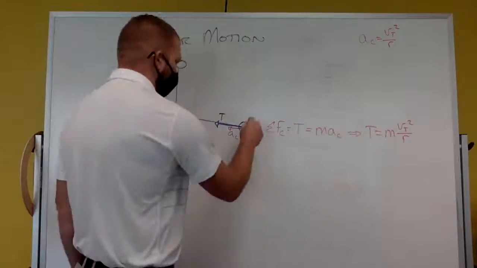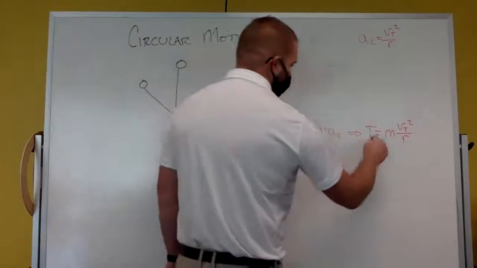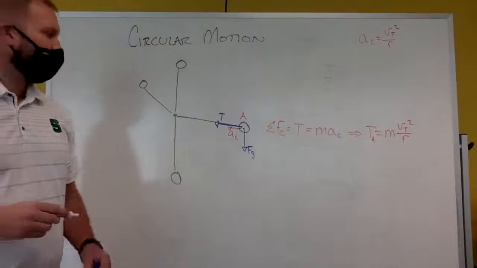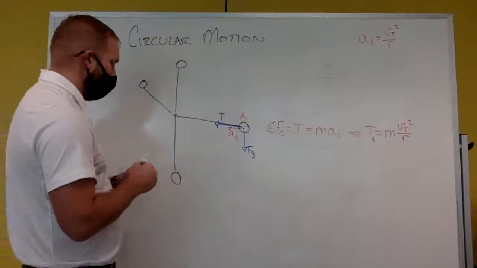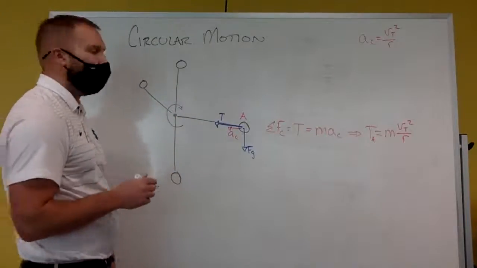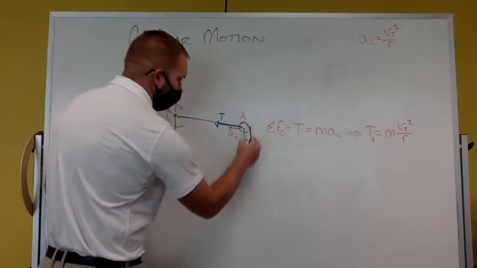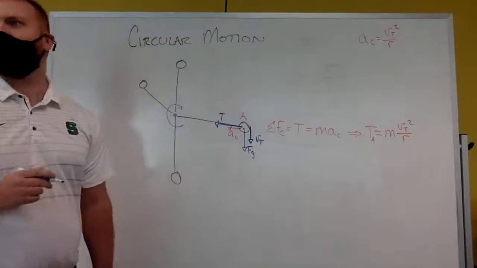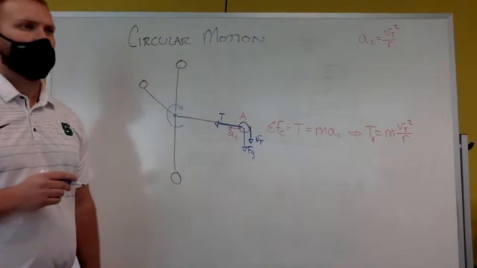So let's call this position A. So this will be the tension at A. We'll say I was going in a clockwise rotation. So my tangential velocity is downwards in this case. Okay.